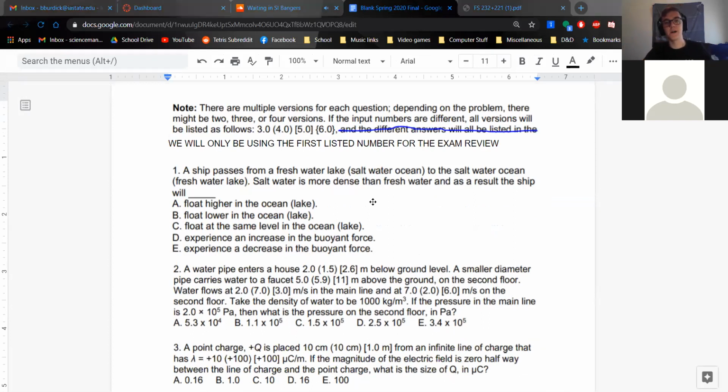So what we've got is a ship going from the freshwater lake to the saltwater ocean, and we want to know how does the height of the ship in the water change when it goes from the freshwater to the saltwater.